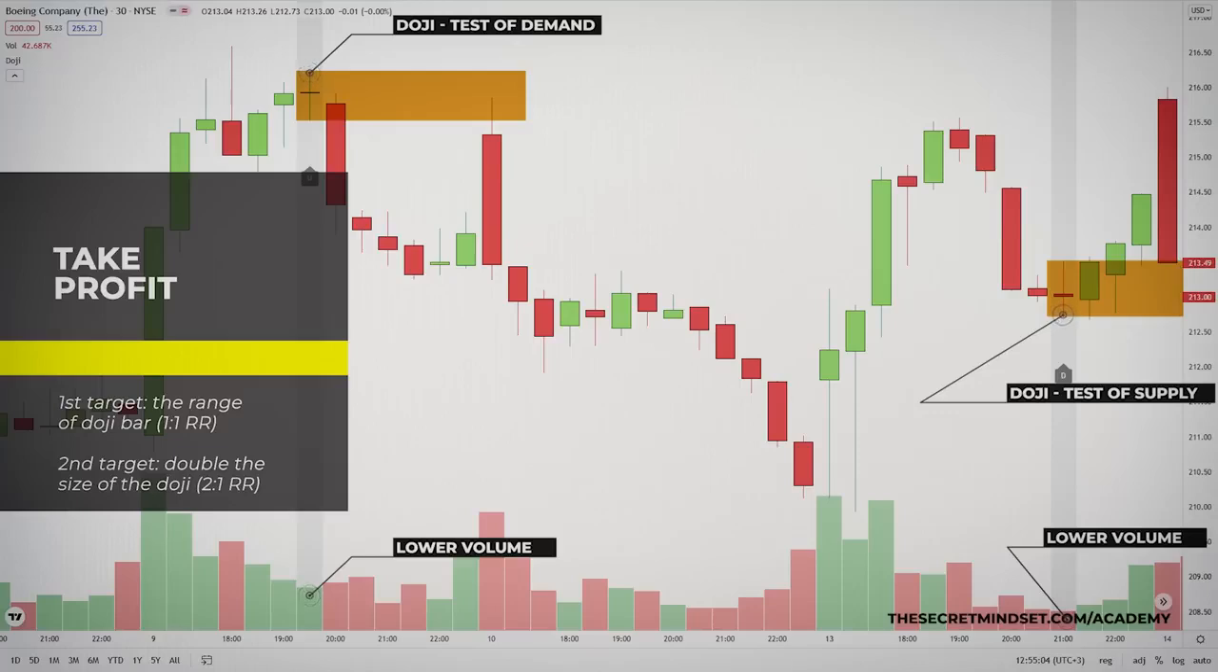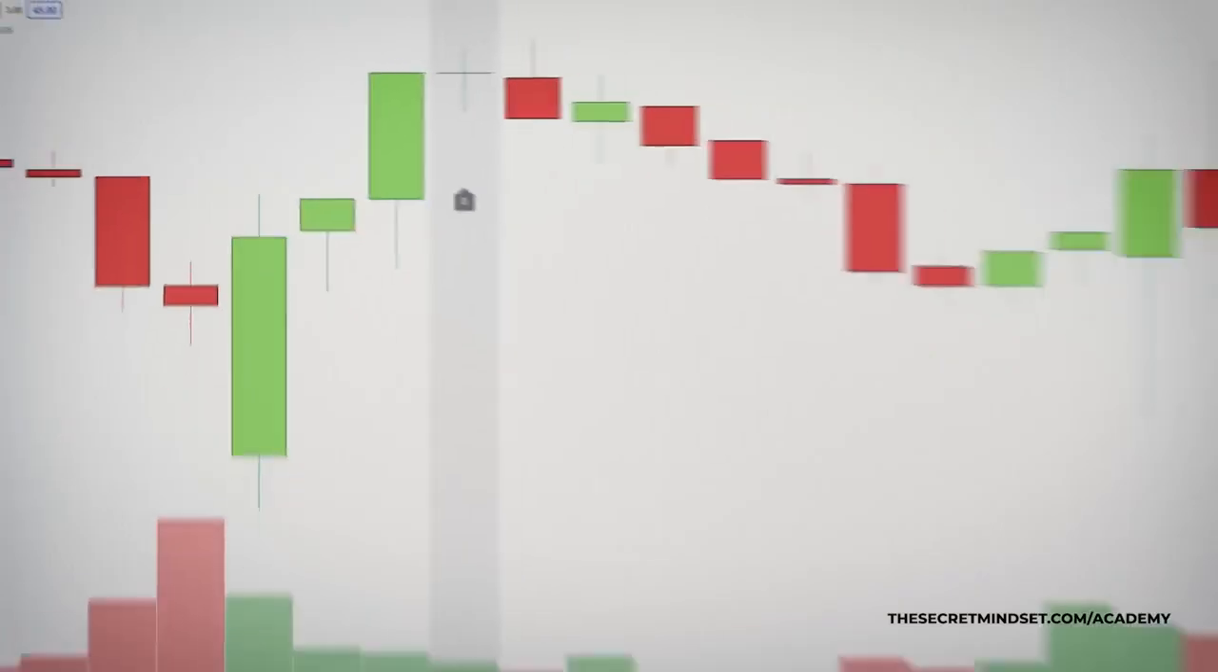The second profit target is double the size of the doji. This will get you closer to a 2-to-1 reward to risk ratio.